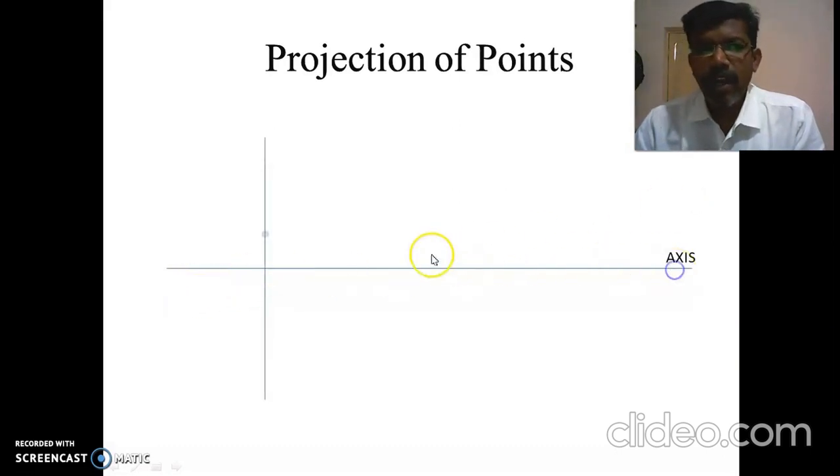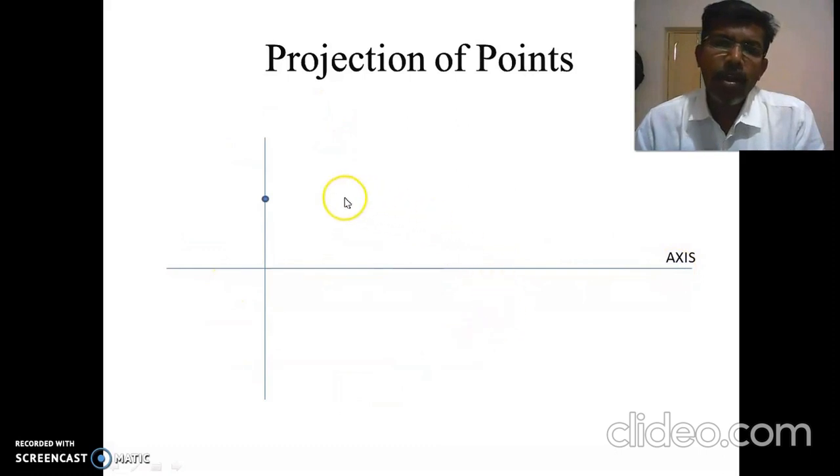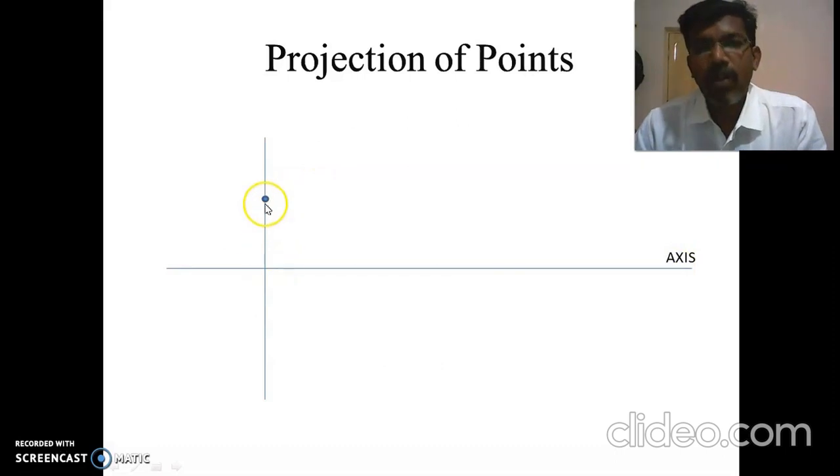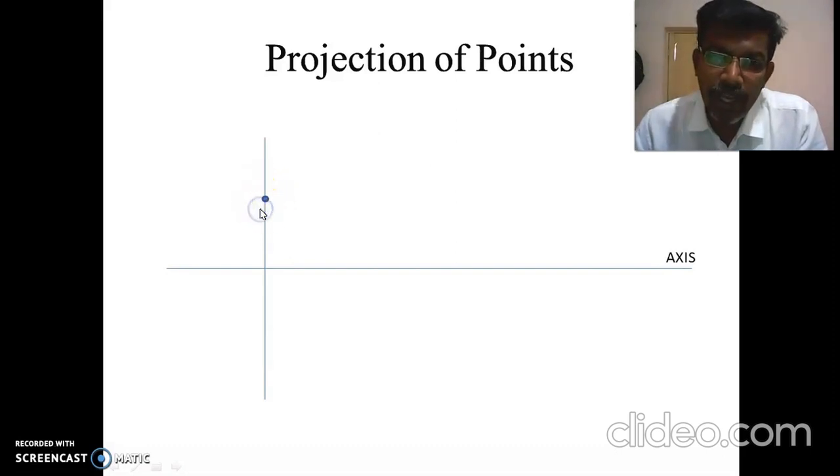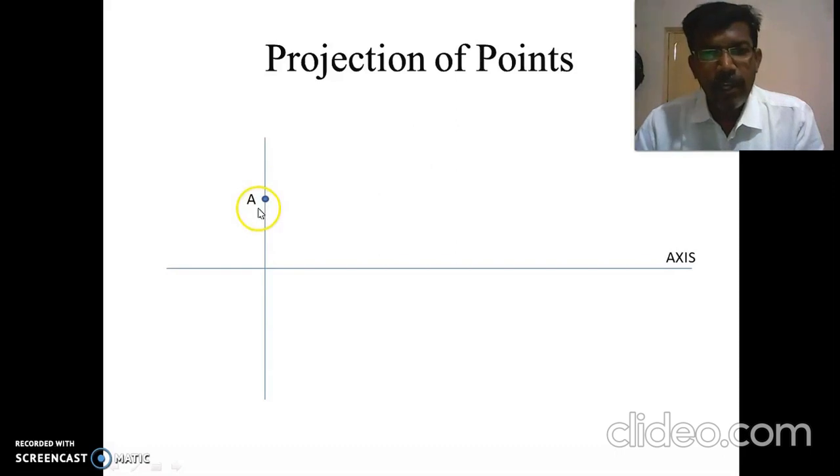Draw an axis line and a vertical line. Consider a point placed in the vertical plane and above the horizontal plane, where you are sitting in the same place. Looking here, your point is going to appear on the same plane at this place. Observe that a color change is there: this is point A, and it is represented as A dash, because the point is looked at in the same place.